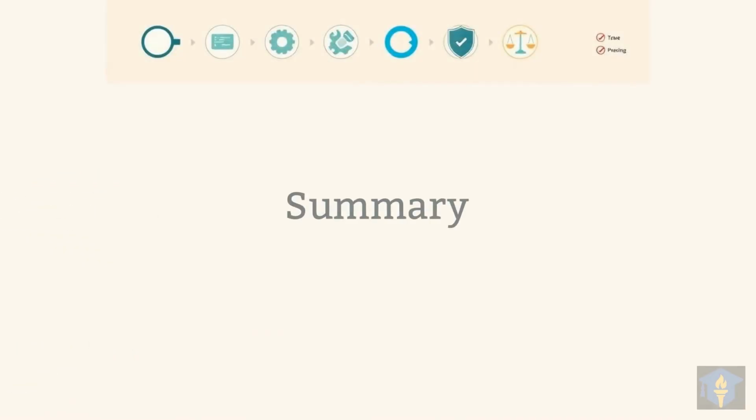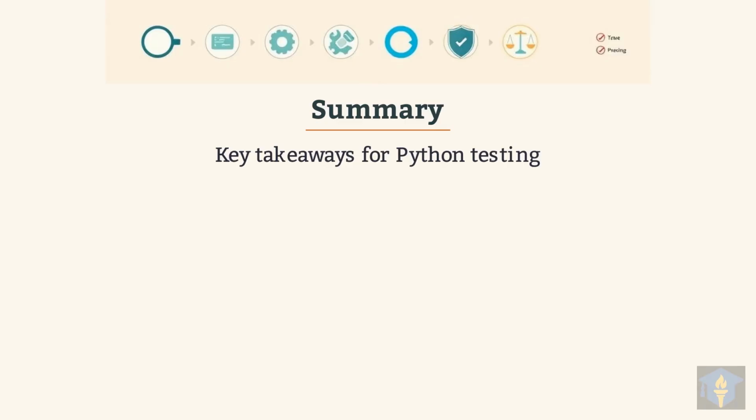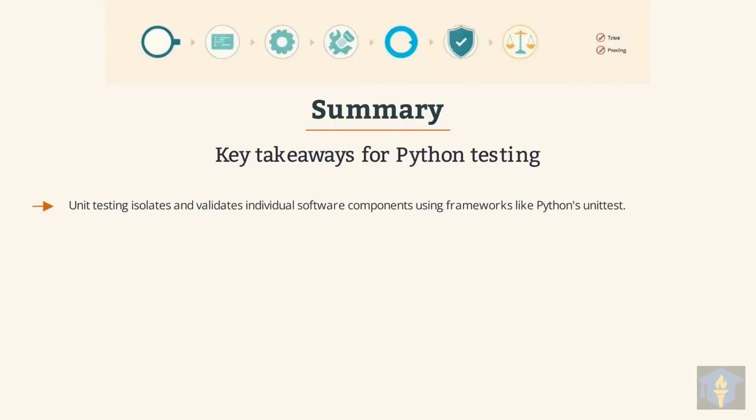Let's now recap everything we've learned in this module about testing in Python, beginning with a summary. We'll focus on the essential key takeaways that will help you in your Python testing journey. Remember, unit testing is crucial for isolating and validating individual software components, often using frameworks like Python's unittest. We covered key concepts such as test cases, test suites, test runners, and assertions, all vital for thorough verification.